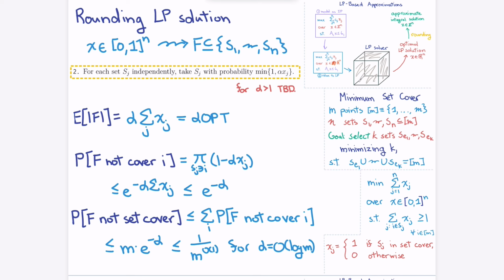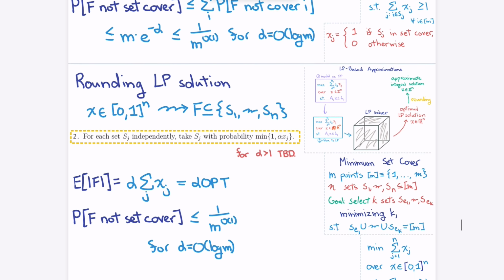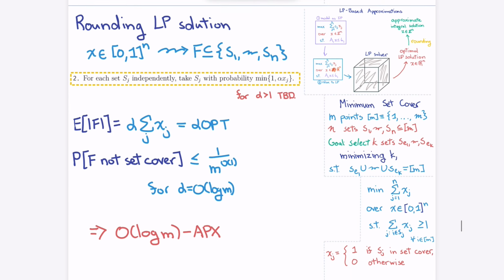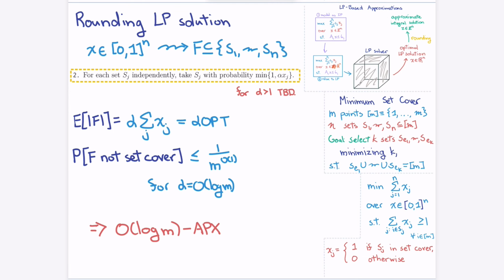Okay. So good. Right on time. So you get a log m approximation ratio for this problem. Okay, all right. So that's it.